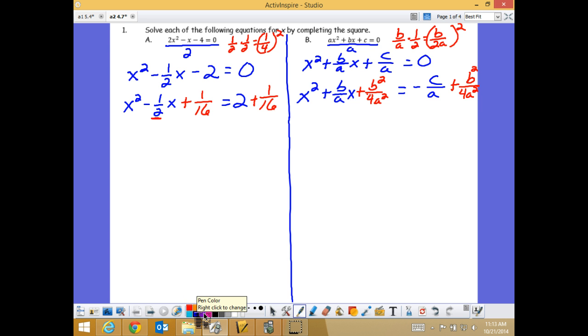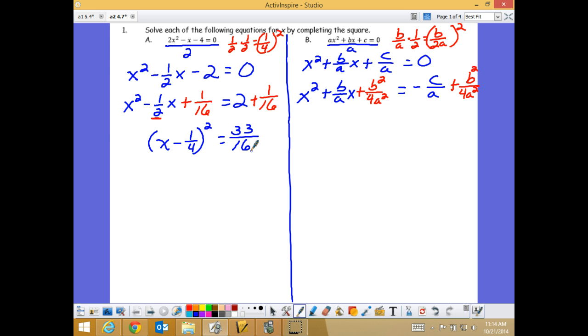Now, back over here, we are going to factor this part, because that is now a perfect square trinomial. So we've got the first term, middle sign, square root of the third term, which is 1/4. And on the right side, we're going to combine those two. 2 is 32/16, so 32/16 plus 1/16 is 33/16.